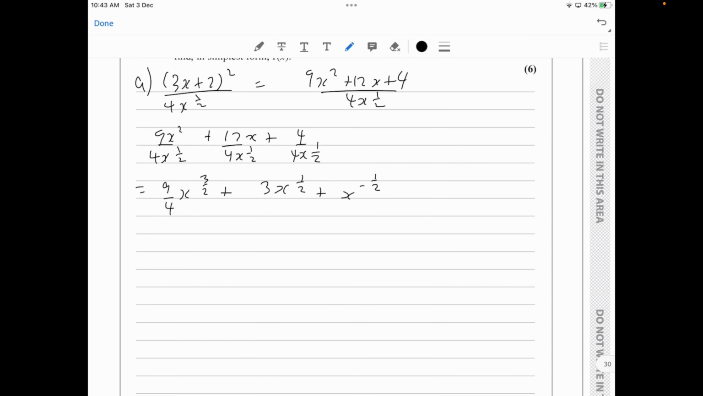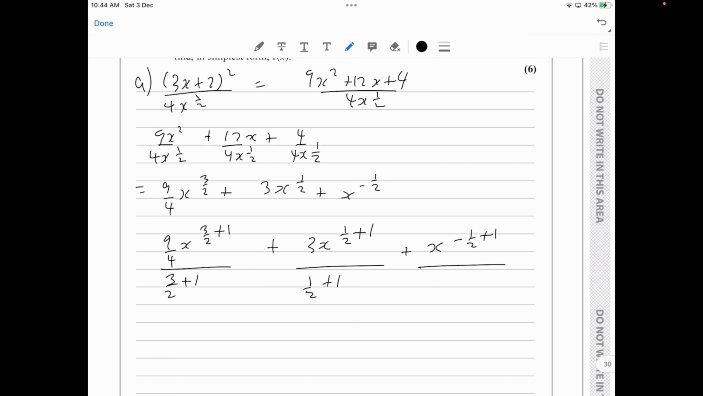Now once you do this, you're going to integrate this. So we're going to add 1 to the powers and divide by the new power. That's a rule of integration. So what I mean is 9x raised to the power 3 by 2 plus 1, divided by the new power, 3 by 2 plus 1, plus 3x raised to the power half plus 1 divided by the new power, half plus 1, plus x raised to the power negative half plus 1 divided by the new power again, negative half plus 1.